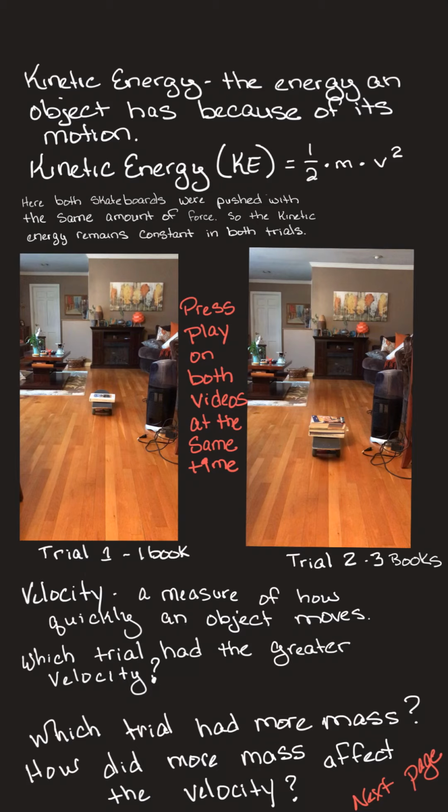Since both skateboards were pushed with the same amount of force, the kinetic energy remains constant in both trials. Velocity is a measure of how quickly an object moves. Which trial had the greater velocity? Which trial had more mass? And how did that mass affect the velocity? Let's take a look at page 2.